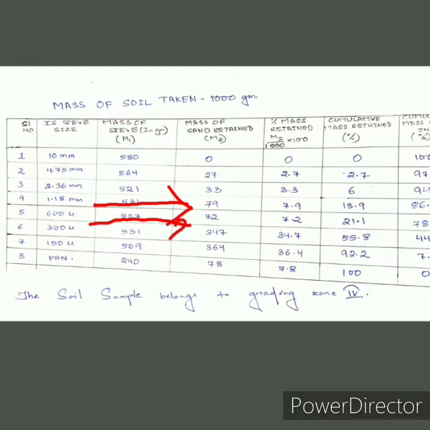On 600 micron it was 72 gram. On 300 micron it was 347 gram. On 150 micron it was 364 gram. And on pan it was 78 gram.